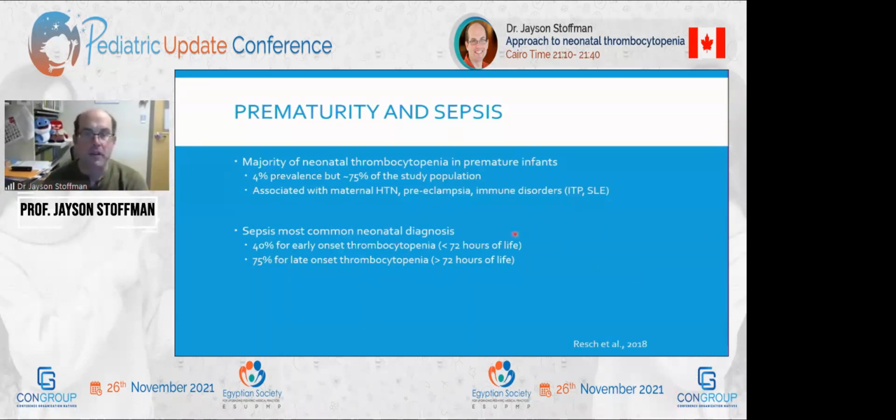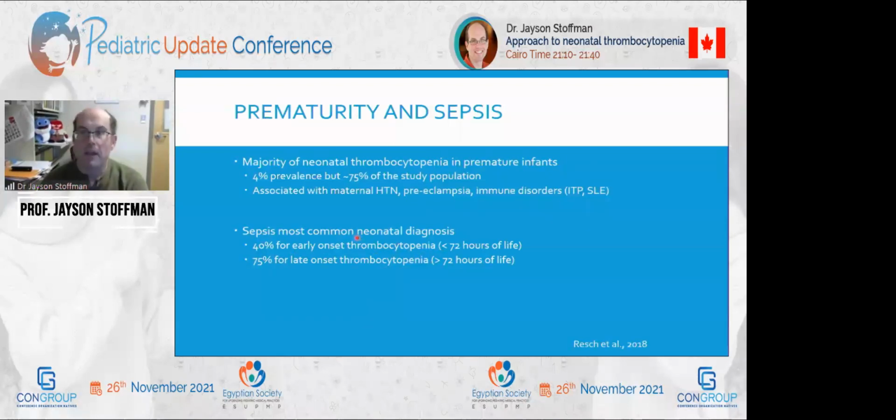And then, as I just showed you on the table, the most common newborn diagnosis of this thrombocytopenic cohort was sepsis. And they divided thrombocytopenia, just for the purposes of the cohort, into early and late onset, so within the first 72 hours or after that. Just under half of the early onset thrombocytopenia was sepsis. And as the babies got older, 3/4 of that was related to sepsis.